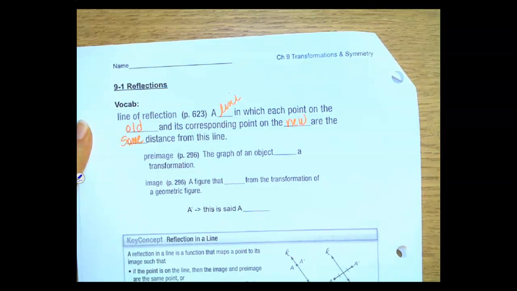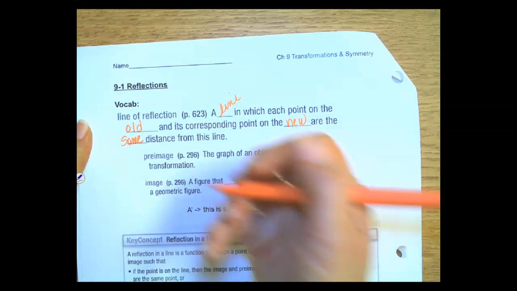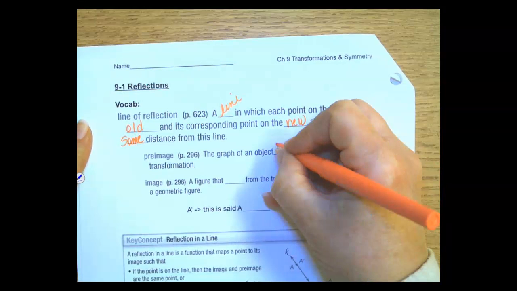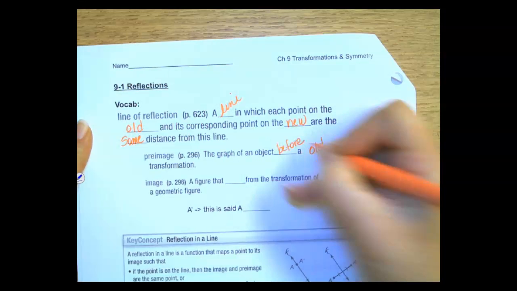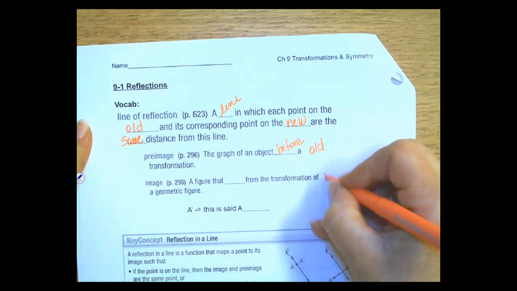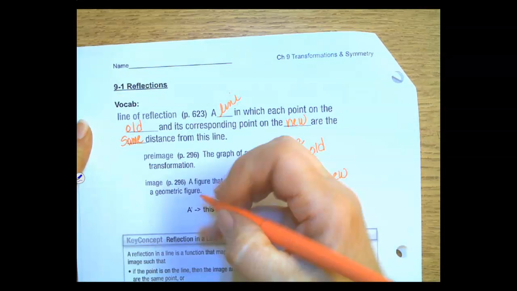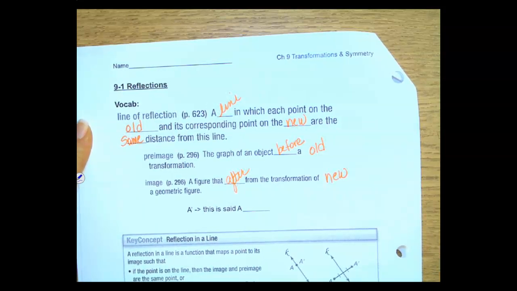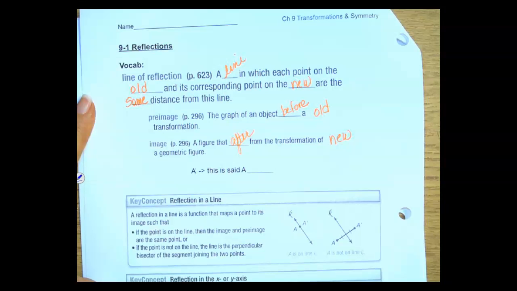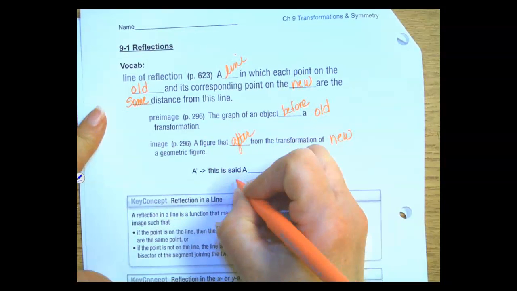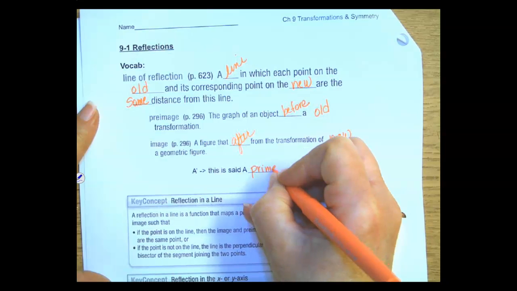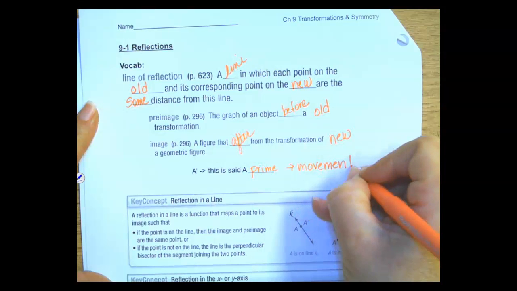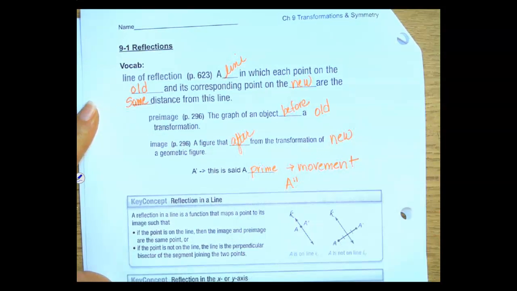Okay, so again, the pre-image is the old, before the transformation. The image is the new, or after the transformation. I know, probably doesn't make sense, but here we go. Also, you guys already know this, I believe, that this A prime is said as A prime, which is your movement. Sometimes they'll have A prime prime, which means it's a double movement.